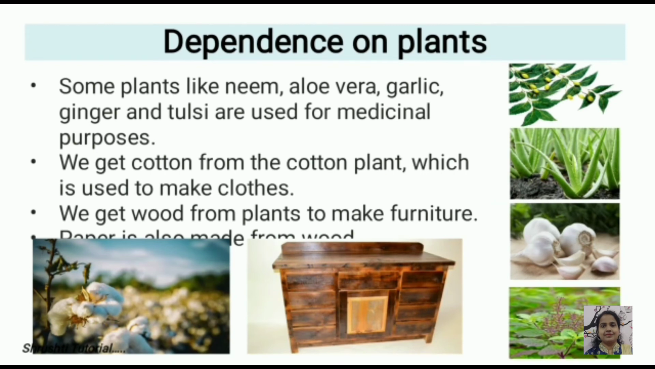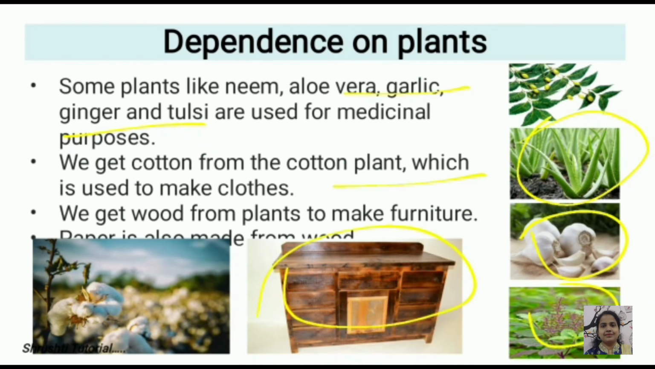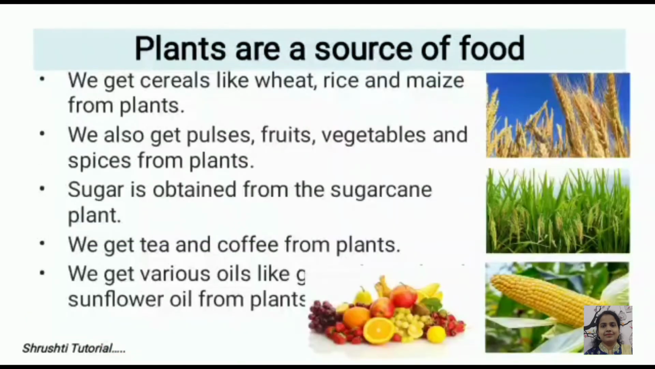Some plants like neem, aloe vera, garlic, ginger and tulsi are used for medicinal purposes. So this is garlic, tulsi, aloe vera. These plants are used for medicinal purposes. We get cotton from the cotton plant, which is used to make clothes. We get wood from plants to make furniture. From the wood we can also make furniture. This is the cotton plant.